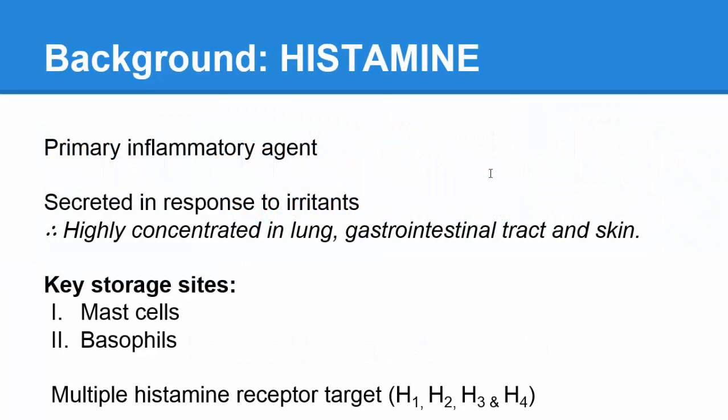Before discussing antihistamines, we must first outline the action of the mediator we are competing with, which is histamine. Histamine is a primary inflammatory agent of the human body that is secreted in response to irritants such as dust, pollen, and certain foods. Due to this, histamine is released in areas where the first site of exposure is most common, such as within the lungs and skin tissue.